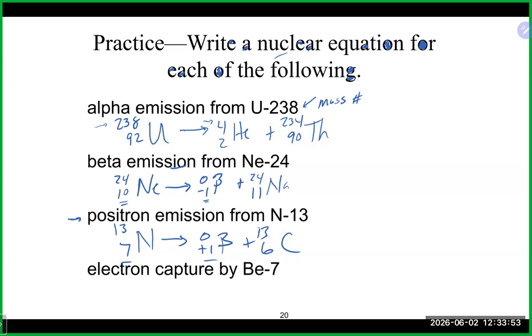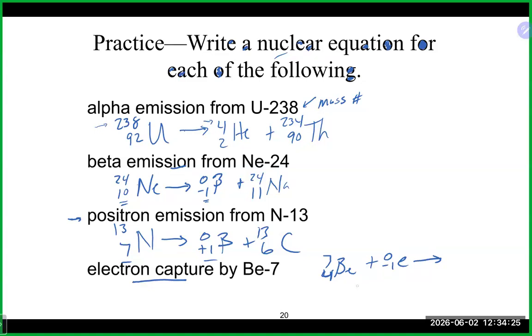Lastly, we have an electron capture from beryllium-7. So beryllium-7, atomic number from the periodic table is 4. In this case, though, electron capture means that the electron is actually a reactant. So it's not going to be on the product side. Again, common words like capture or bombarding mean that particle is on the left-hand side of the arrow.